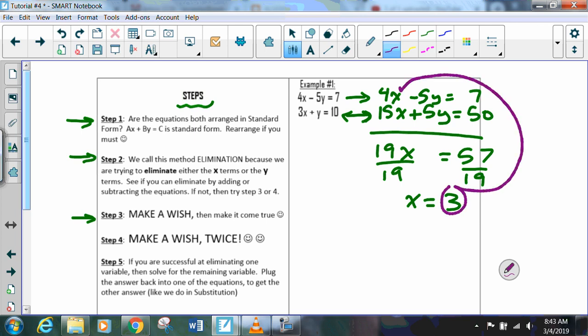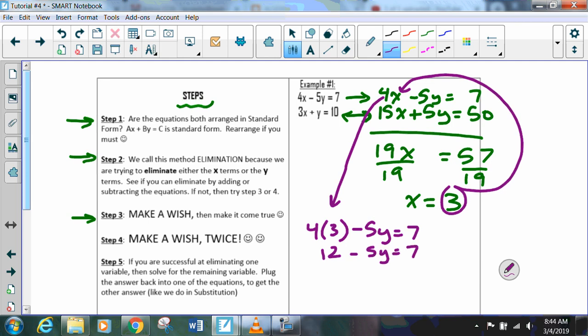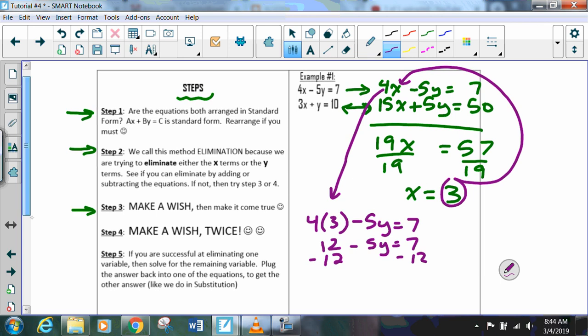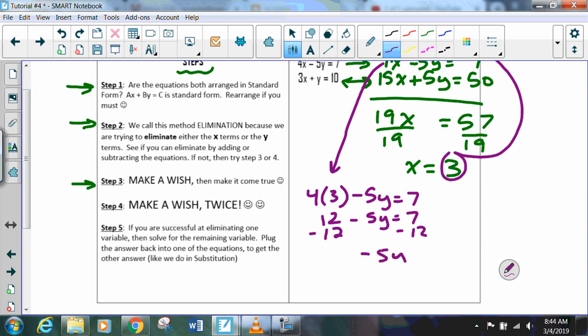Let's go ahead and plug 3 in for x. So we get 4 times 3 minus 5y equals 7. Let's solve for y, because we know when we solve a system of equations, our answer is a coordinate point. It's a two-step, so we've got negative 5y equals negative 5. Divide both sides by negative 5. I get y equals 1. Put it all together. My answer appears to be (3, 1).